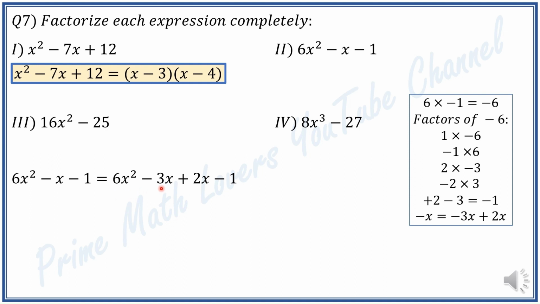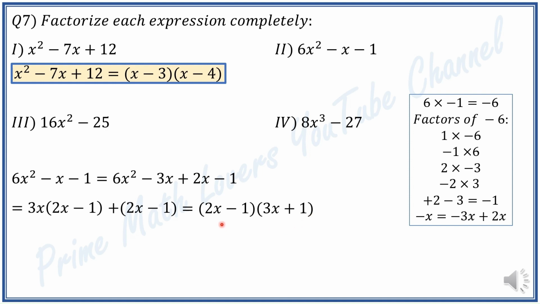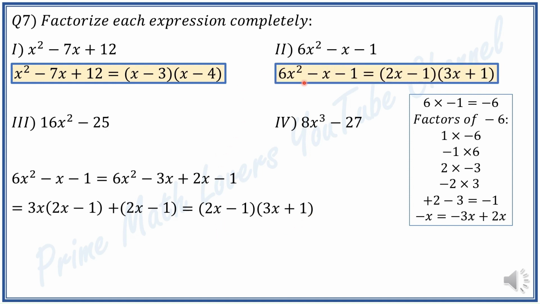In these two terms, I factor out 3x and I'll get 3x times 2x minus 1. And in the next two terms, I factor out 1. So it will be 2x minus 1. 2x minus 1 is the common factor, so I can factor out this one as well. So it will be 2x minus 1 times 3x plus 1. And finally, we get the final answer. So 6x squared minus x minus 1 is equal to 2x minus 1 times 3x plus 1.